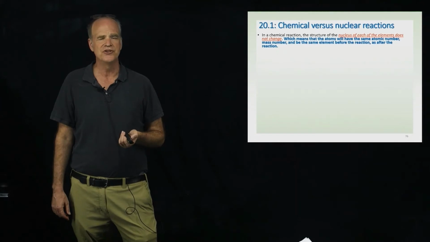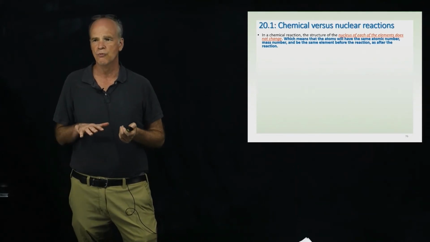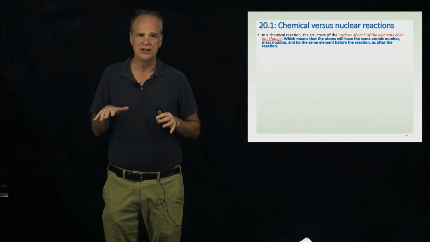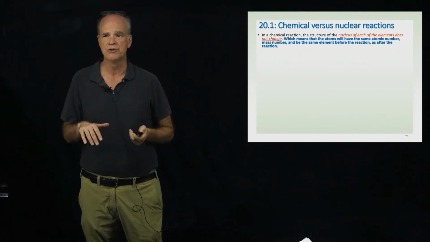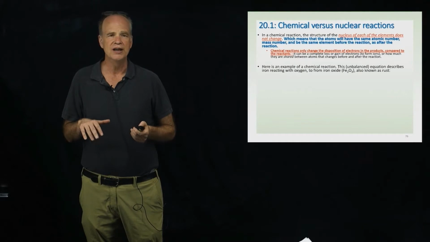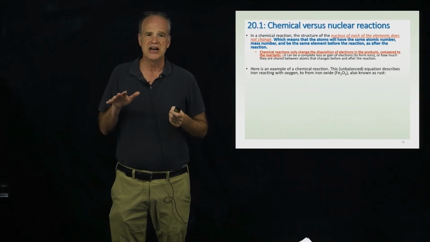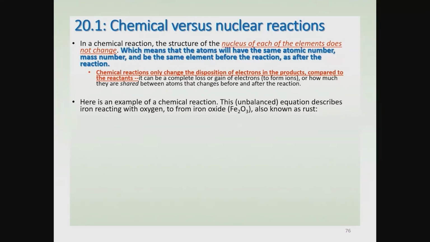Okay, chemical versus nuclear reactions. What you need to understand is that most of what we're going to be talking about in this chemistry class is chemical reactions. One thing to keep in mind is that when you see elements binding together to form compounds, for example, the nuclei of those elements are really not changing during a chemical reaction.